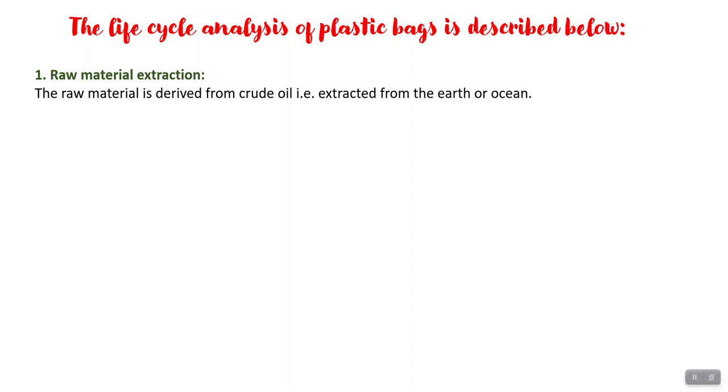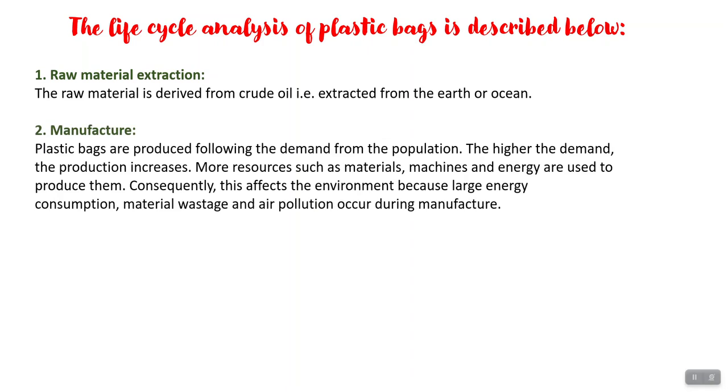So the life cycle analysis of a plastic bag is described as follows. The raw material extraction: the raw material is derived from crude oil extracted from the earth or ocean. Manufacture: the plastic bags are produced following the demand from the population. The higher the demand, the more production increases. Resources such as materials, machines and energy are used to produce them. Consequently, this affects the environment because large energy consumption, material waste, and air pollution occur during manufacture.